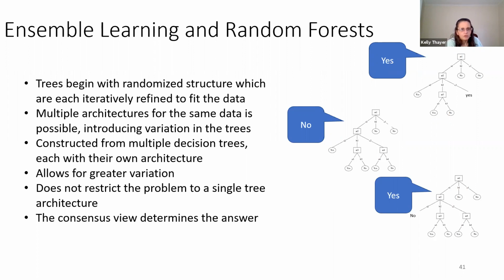So the trees are the different models, and we're going to begin with a randomized structure, which each are iteratively refined to fit the data, to figure out where the branch points are and so forth. We then have multiple architectures for the same data, and that could introduce some variation into the trees. So the trees is referring to the various models that are being used here. They're going to be constructed for multiple decision trees, each with their own architecture. This allows for greater variation, and it does not restrict the problem to a single tree architecture. So then we can do many different trees, and then we can take the consensus view, and that is what will determine the overall answer.